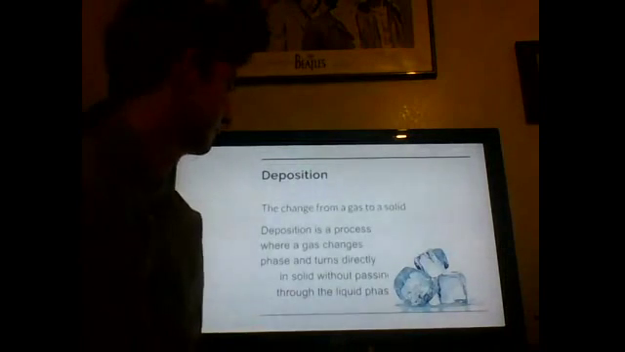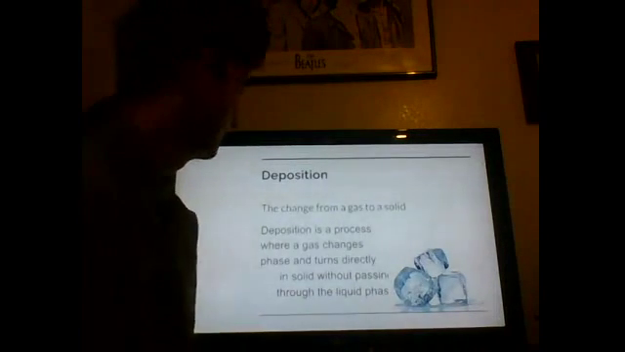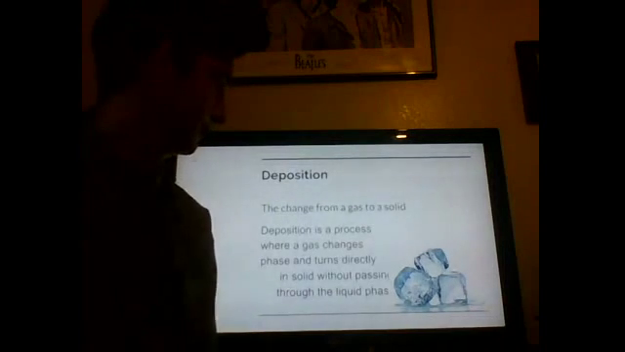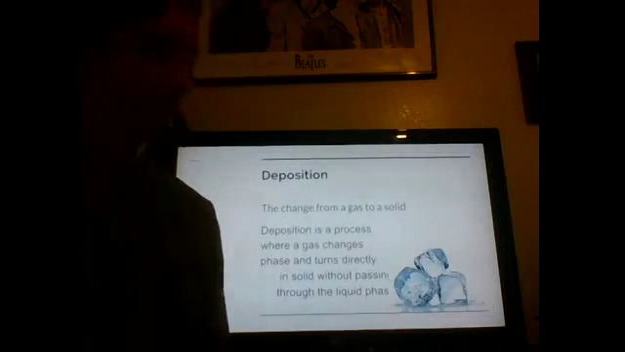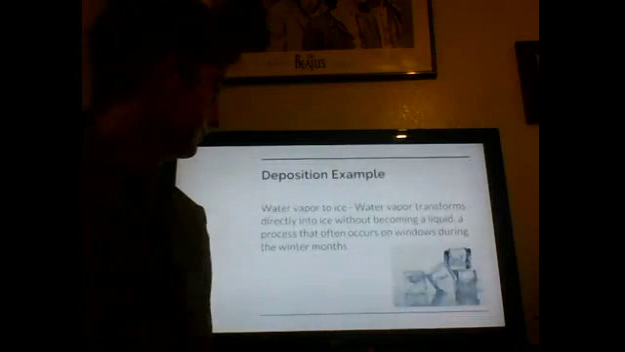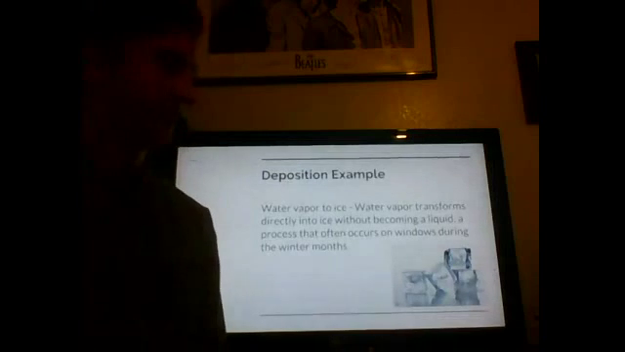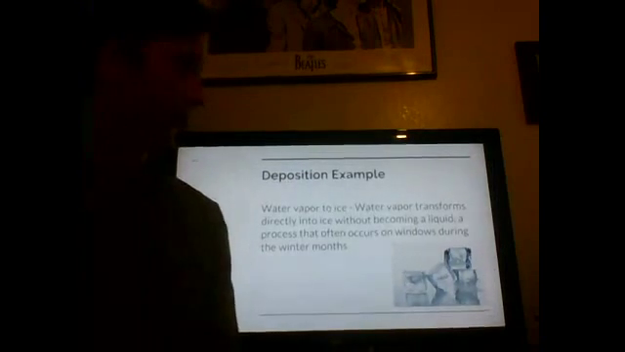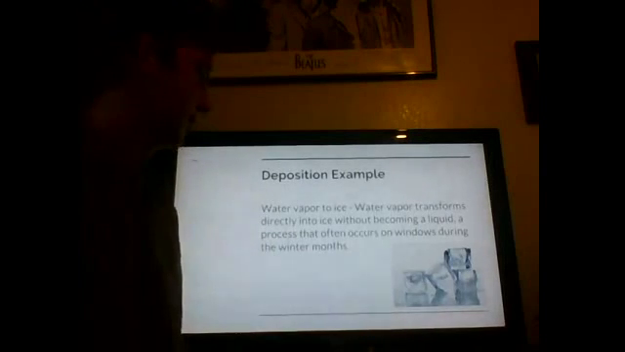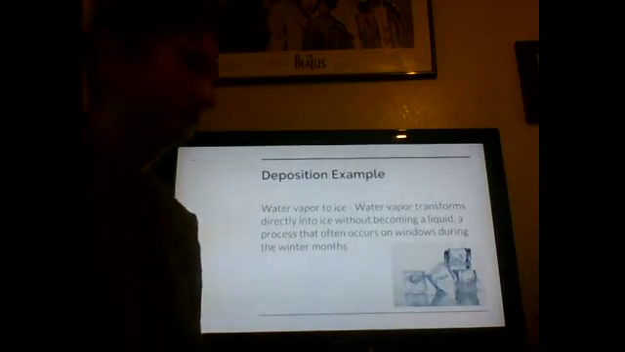Deposition's next, and it's a change from a gas to a solid. It's the process where a gas changes phases and turns directly into a solid without phasing into the liquid stage. An example of this would be water vapor to ice. Water vapor transforms directly into ice without becoming a liquid, and it's a process that often occurs on windows during the winter months.